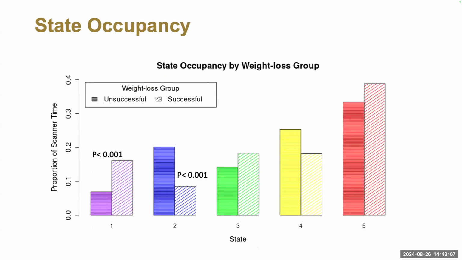So one thing we looked at is occupancy time, the total percentage of time they each spent in these various states, and then we took that, averaged it over the successful weight loss group and the unsuccessful group, and then compared. We did a permutation test to get these p-values. So what we saw was the unsuccessful group spent more time in state 2, and the successful group spent more time in state 1. So what were states 1 and 2?